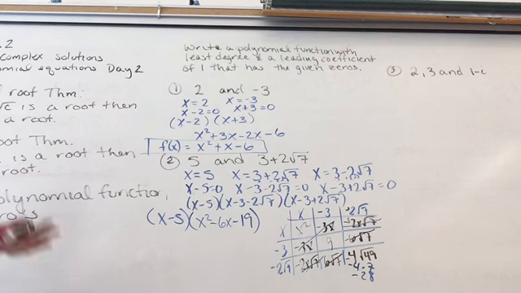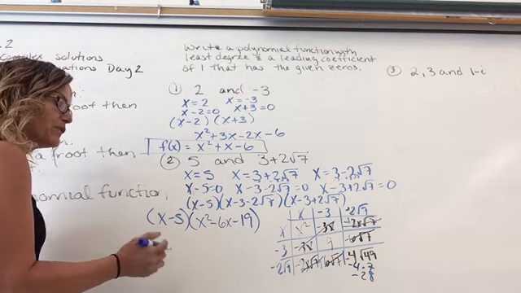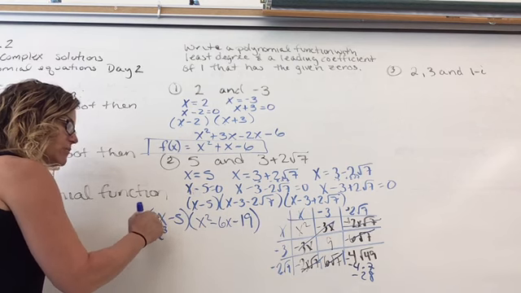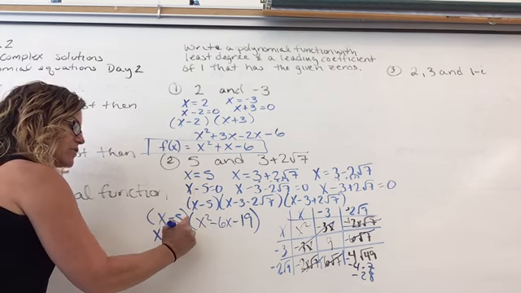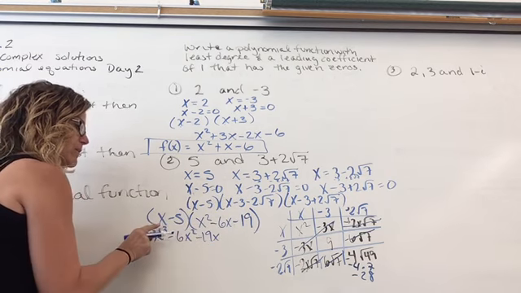Now, I can use the box method again, or I can distribute. I'm going to distribute on this one, but feel free to use the box method. So x times x squared is x cubed. X times negative 6x is negative 6x squared. And then negative 19x. So I multiplied everything over here by the x.